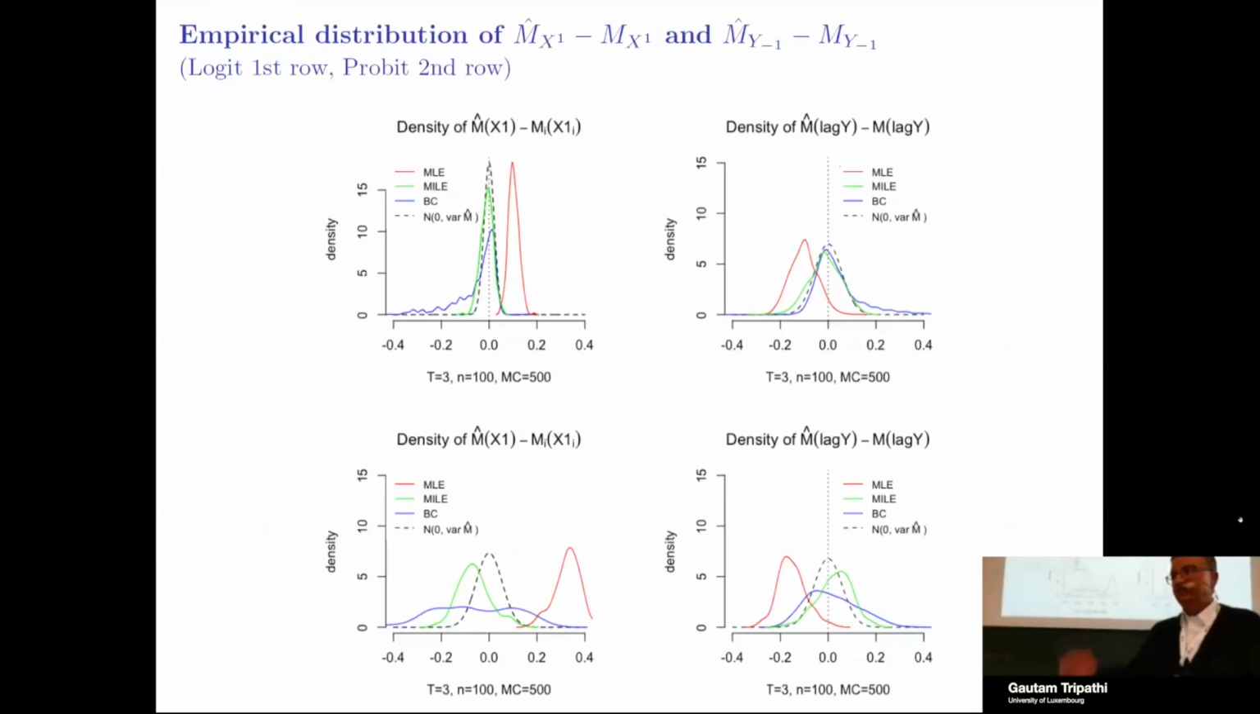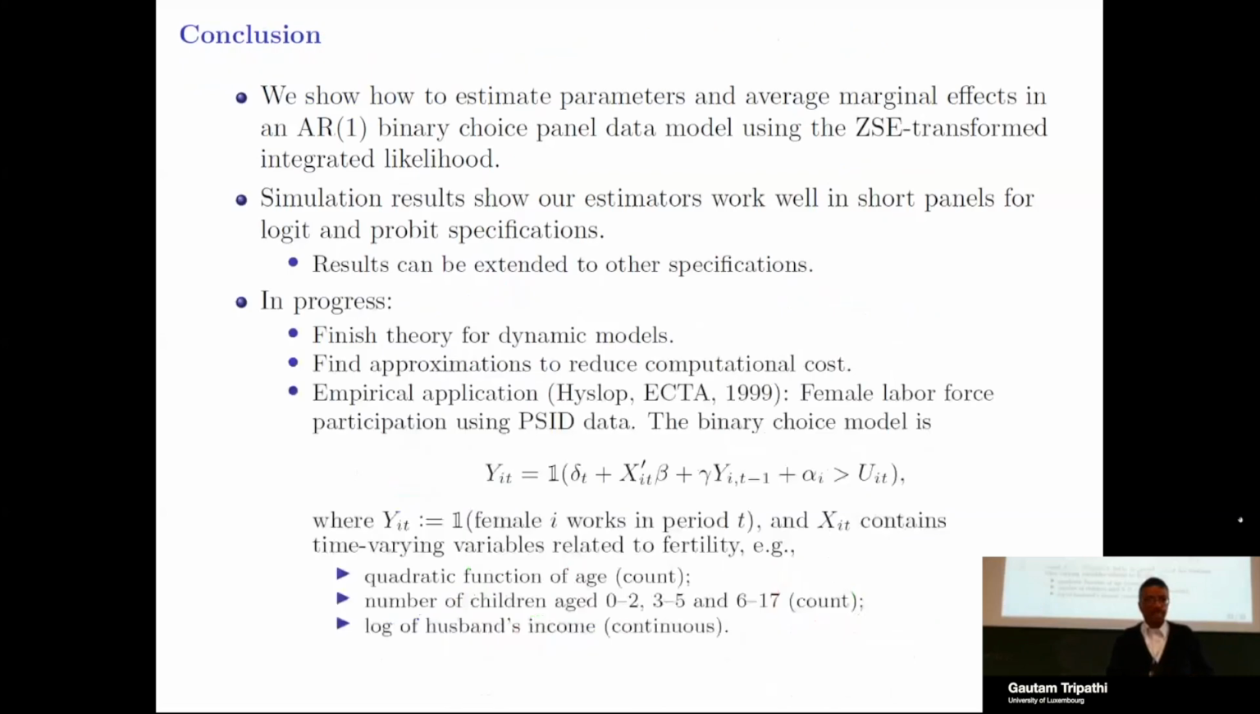The reds are MLE, and you can see that the MLE is shifted far to the right. It is not centered at zero. This is the MLE of the marginal effects. The bias corrected is blue, and our estimator, which we call the MILE, the maximum integrated likelihood estimator. The bias corrected works, sometimes quite nicely, but typically the MILE, the one that we propose, seems to do better. So again, this is preliminary work.